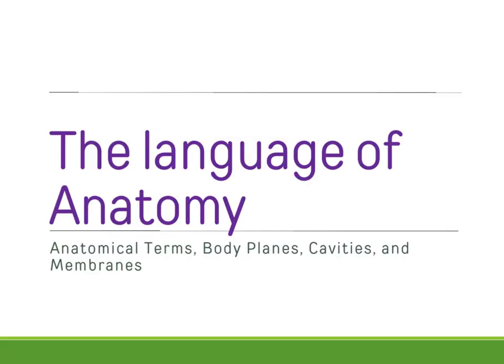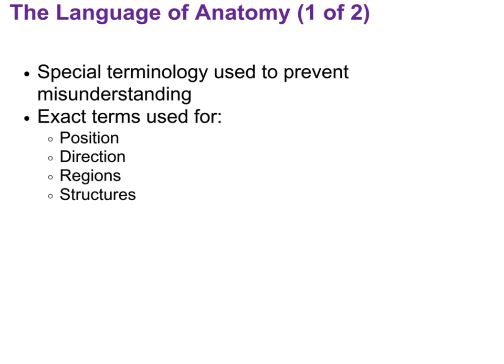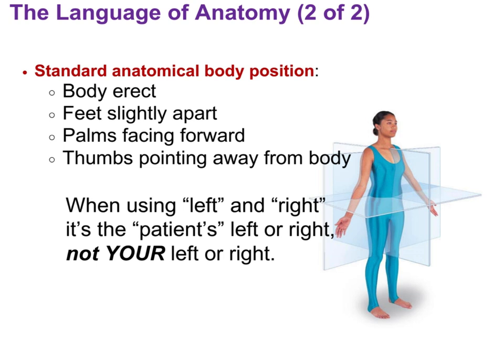Okay, let's discuss next the language of anatomy. We can talk about special terminology used to prevent misunderstanding. We can get exact terms to use for position, direction, regions, and structures. We even want to have an anatomical body position that is standard, where we always think of our patient in this position, standing up with their body erect, feet slightly apart, palms facing forward with their arms down at their side, and their thumbs pointed away from the body.